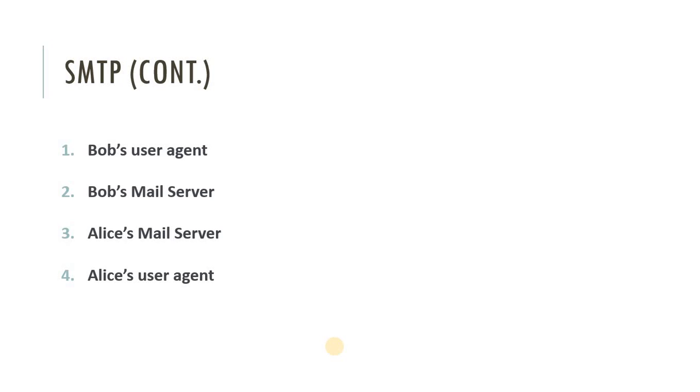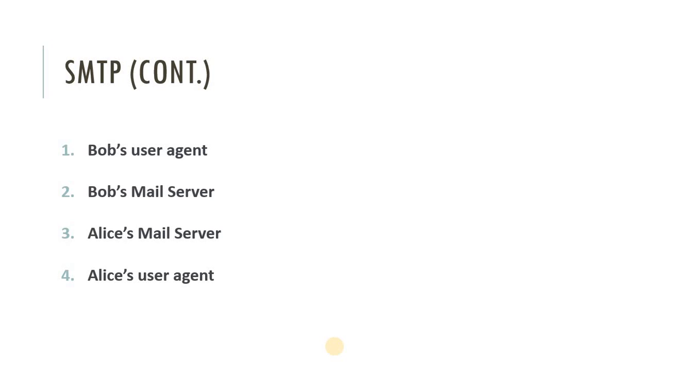Alice has a PC and she uses Microsoft Outlook as her user agent. So now we are clear that Bob uses a Mac's Apple app as his user agent. Bob's mail server is a Gmail domain mail server. Alice uses Microsoft Outlook as her user agent, and Alice's mail server is a Yahoo mail server. So this is clear.